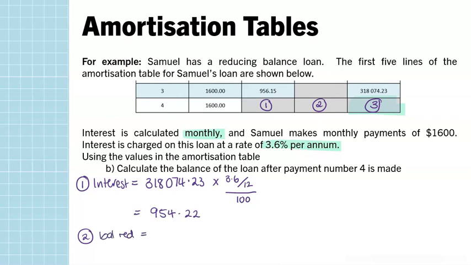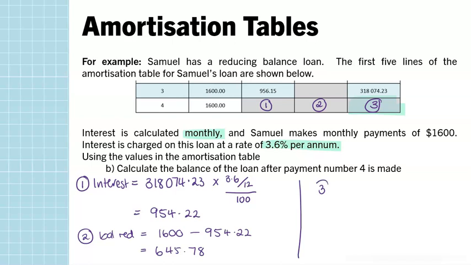The second step is to find our balance or our principal reduction. And so remember we said that would be our regular payment, so $1,600 minus the amount of interest that was charged, $954.22, gives us a balance reduction of $645.78.